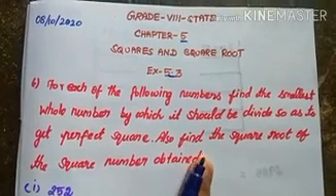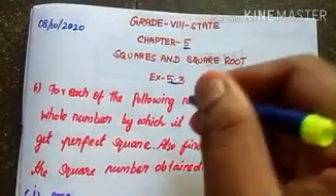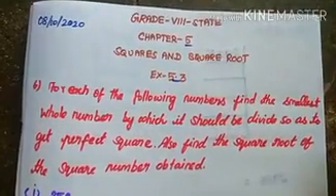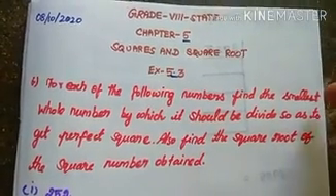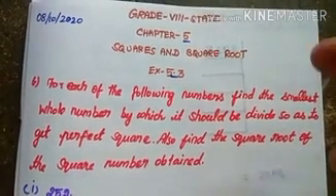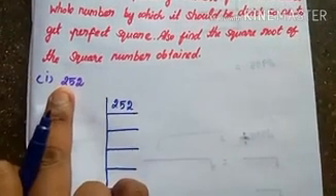In the previous class we learnt about the smallest number to multiply to make it a perfect square, and we found the square root of the new number. Here we need to divide, and we need to find the square root of that new number. So what is the first question? Here the first question is 252.